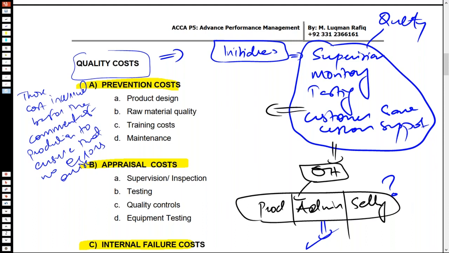When we talk about the examples of the quality prevention costs, these are the various examples: the costs that you incur with respect to the product design, the cost that you incur with respect to the raw material quality management, ensuring that no poor quality raw material is purchased. It's monitoring of the quality of the products that are being purchased. That is all going to be considered as what? Quality prevention cost.